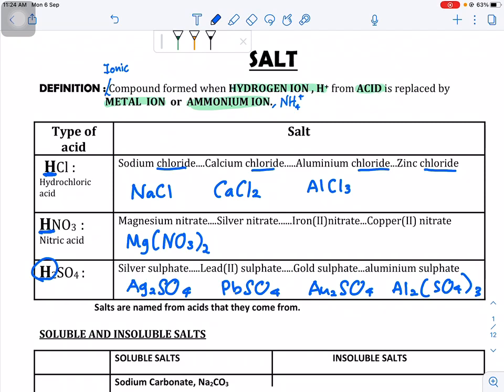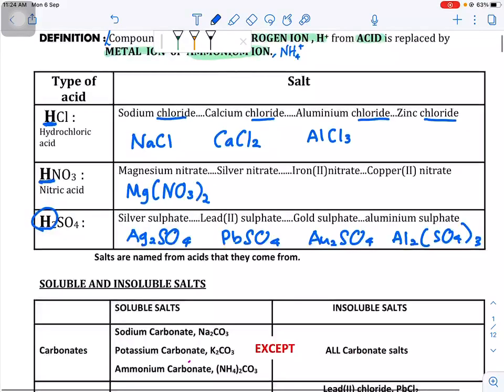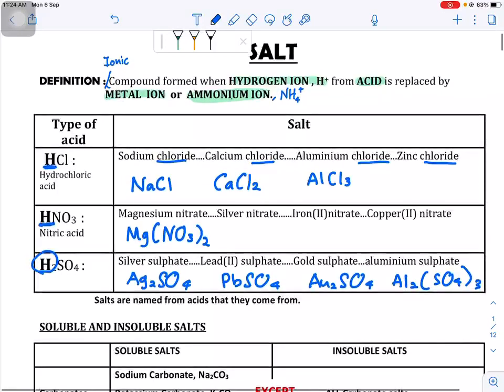Based on this idea, what can we say? The salt is named from the acid that it comes from. Chloride salt because it comes from hydrochloric acid. Nitrate salt because it comes from nitric acid. Sulfate salt because it comes from sulfuric acid. So salt comes from the acid. That's the conclusion.